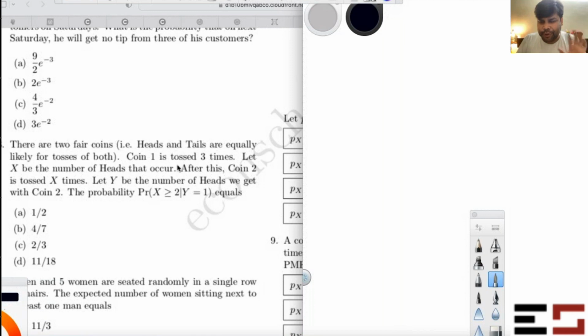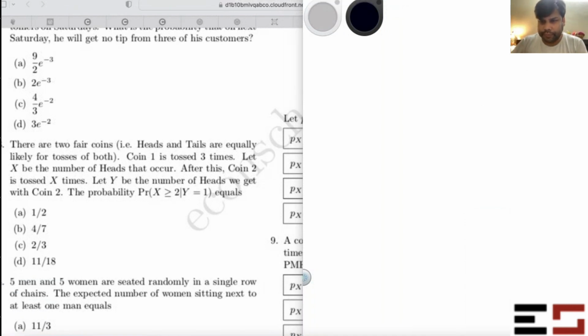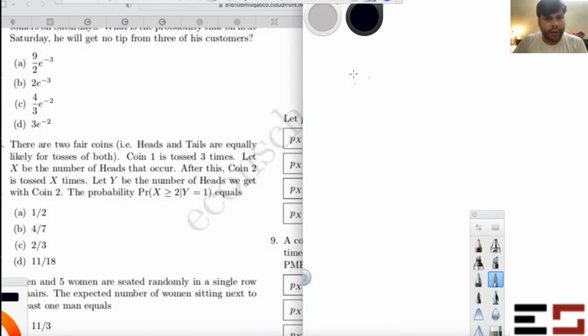Okay, fine. You don't need joint distributions to do this. Okay, do it. Done. 2/3. Okay, so let's do it and let's quickly check.